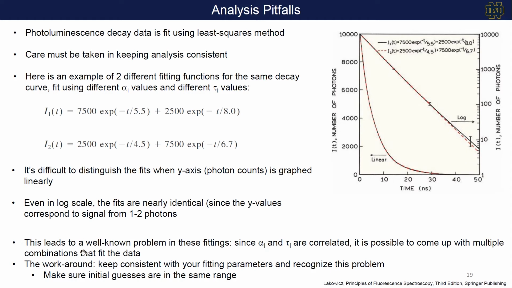Well, that's a problem, and a well-known problem with using the least squares method. Mathematically speaking, alpha sub i and tau sub i are correlated to each other. And what that basically means is that it's possible to come up with multiple different combinations that fit the data.